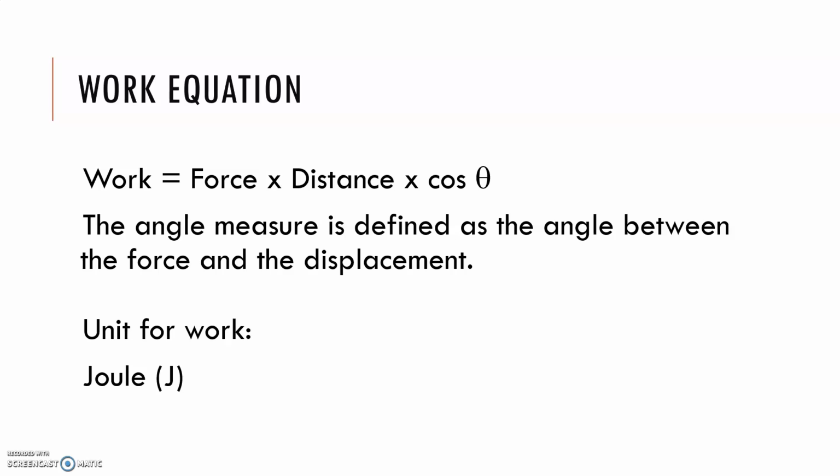There is an equation, like everything in physics. The equation for work is force times distance times the cosine, and that cosine is going to be of the angle between the force and the displacement. We're going to look at a couple of examples. The unit for work is joules, which is represented as a capital J.